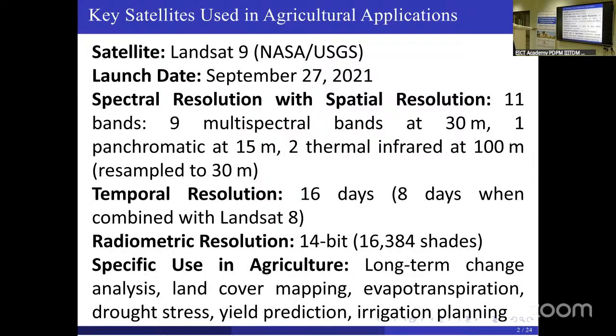Similarly, we have Landsat 8 data from 2013, so we get the data in 16 days. But now we have Landsat 9 from 2021, so we get the data in 8 days. Okay. So this is useful for long-term change analysis. If you want to check the vegetation once or twice a month, every 16 days, then we have to go with Landsat 8.